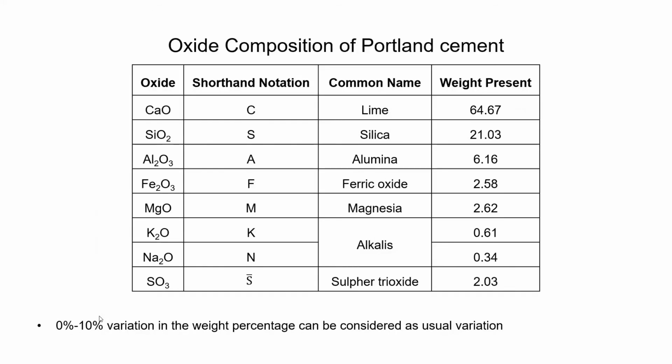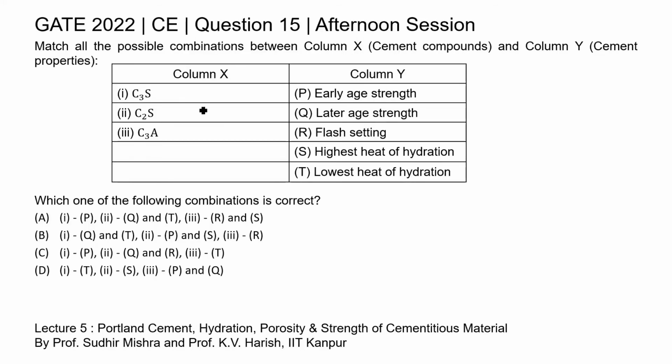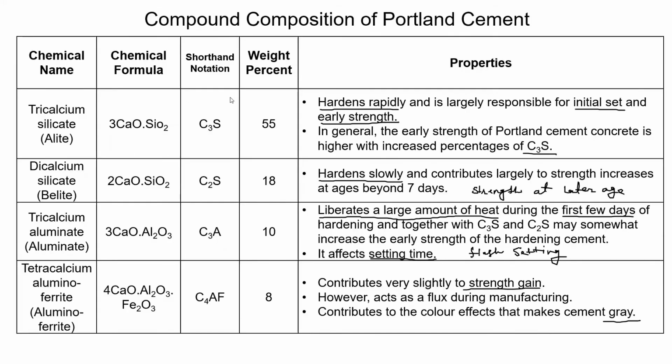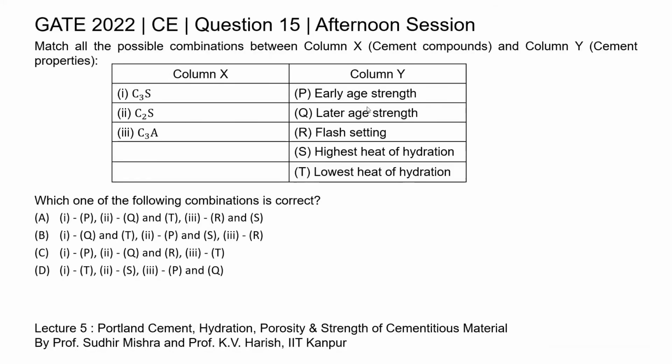Now coming to the question, C3S: we have just studied that C3S is responsible for early age strength, hardens rapidly, and is responsible for early strength. So the correct match for C3S, early age strength, is P. C2S is responsible for the strength at later age. So later age strength, the match is Q.